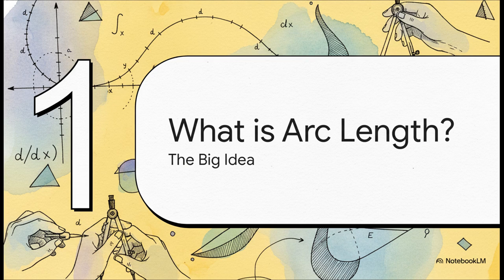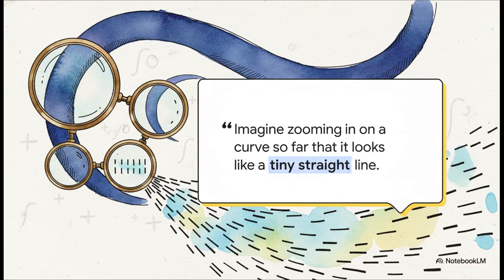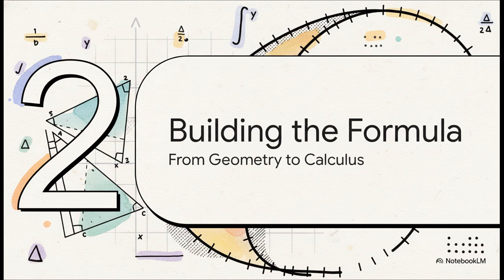Okay, so how does this actually work? Well, the big idea behind it is a beautiful piece of calculus intuition. Just imagine zooming way, way in on any smooth curve. If you zoom in far enough, any tiny little piece of it starts to look almost perfectly straight. And the absolute magic of calculus is that it lets us add up an infinite number of these tiny, infinitely small straight lines to find the total length of the whole curve. And that idea, that core concept of tiny little straight lines, is exactly how we're going to build the formula. We're going to start with some simple geometry you already know and turn it into a seriously powerful calculus tool.